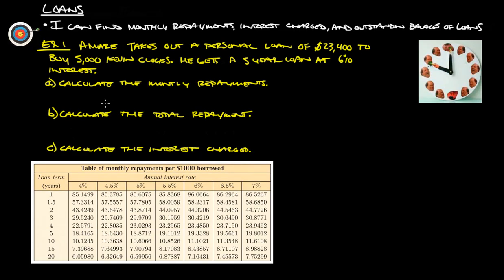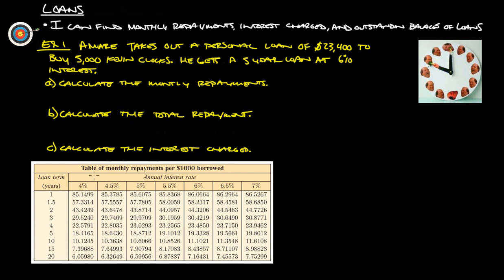Example one: Amare takes out a personal loan of $23,400 to buy 5,000 Kevin clocks. He gets a 5-year loan at 6% interest. Calculate the monthly repayments, the total repayment, and the interest charged. Okay, so the monthly repayments.